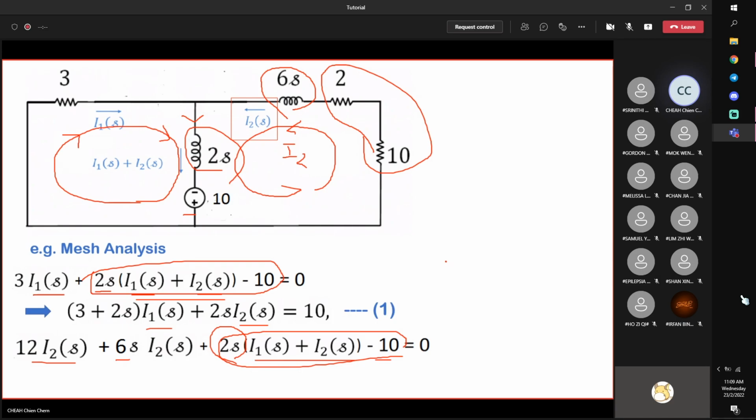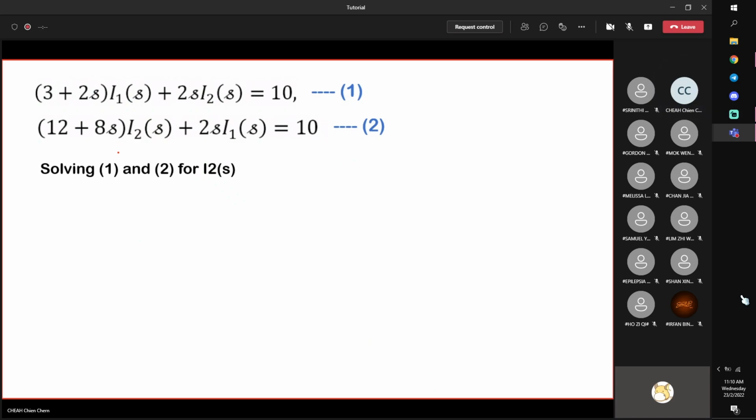Right, this is actually your shared branch. Here we get two equations with two unknowns. Then we solve these two equations with the two unknowns. Now here you can see that you can't press calculator anymore, right? So the basics are very important. Solve two equations with two unknowns.